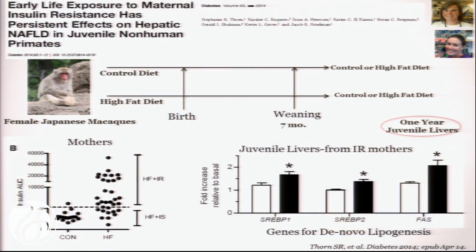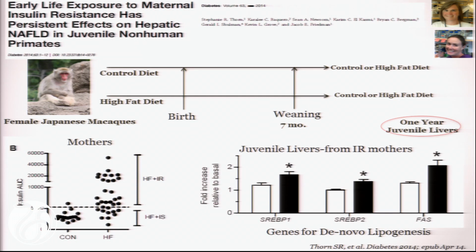The question is, is this reversible? So last year we published this study where we took these animals and we weaned them onto a healthy diet. So these are offspring of the control and the high-fat diet. And at 7 months on a healthy diet, we looked at them at a year out, and what we found was that the juvenile livers from the animals that were born to mothers on a high-fat diet but were following a healthy diet had these elevated de novo lipogenic genes activated, and a lot of these pathways are known to be methylated in fatty liver disease.